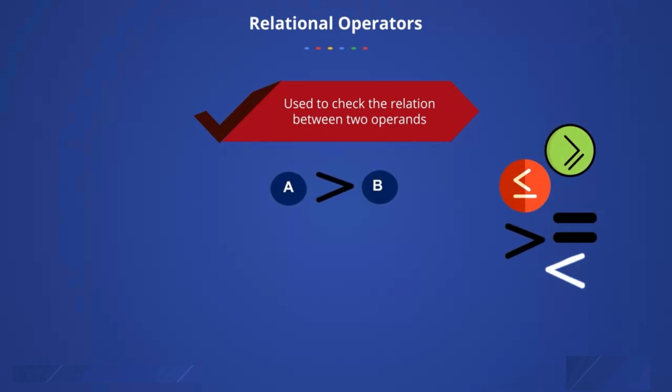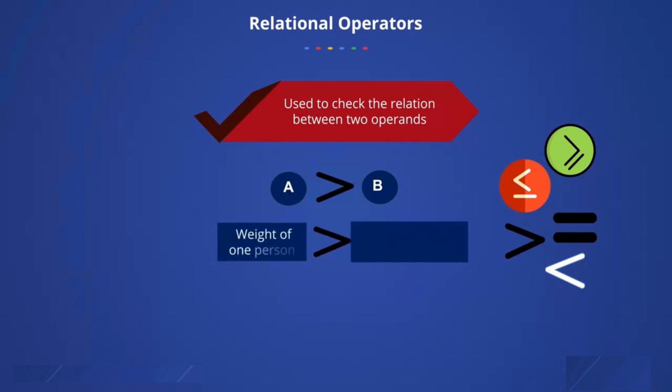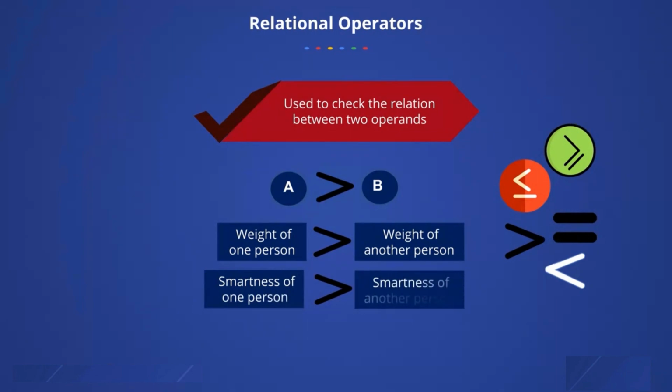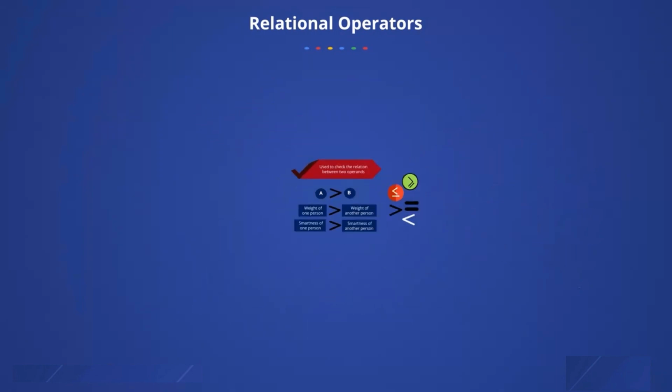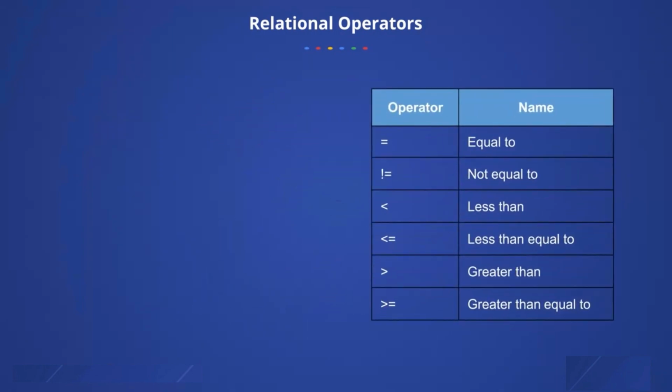Or I want to check if the weight of one person is greater than another person. I want to check if this guy is smarter than another person. All these comparisons come under relational operators. And we have a bunch of relational operators here, like equal to, not equal to, less than, less than or equal to, greater than, and greater than or equal to. Everything helps you to compare whether these two operands are equal or not equal, like that.